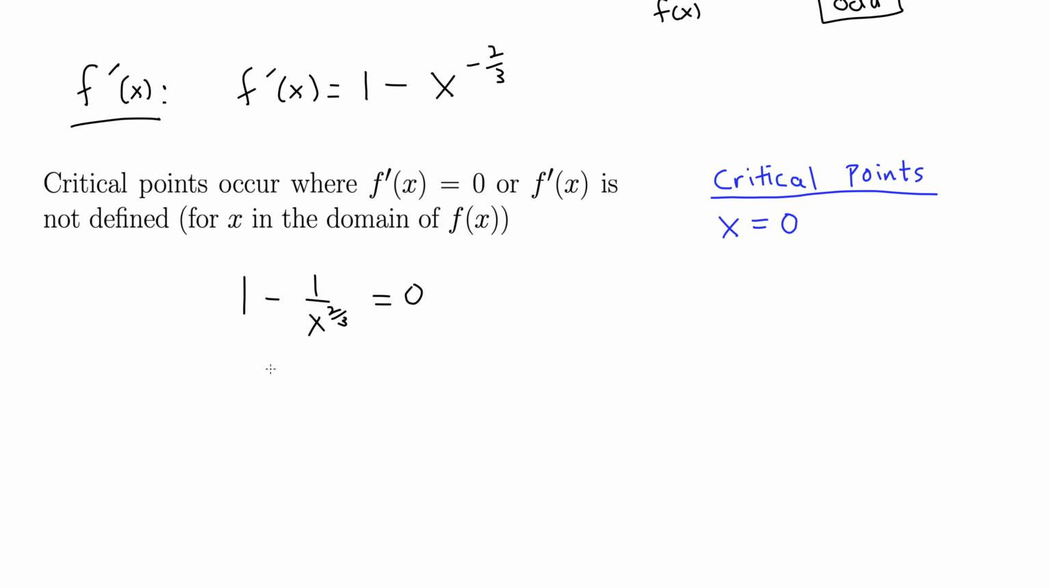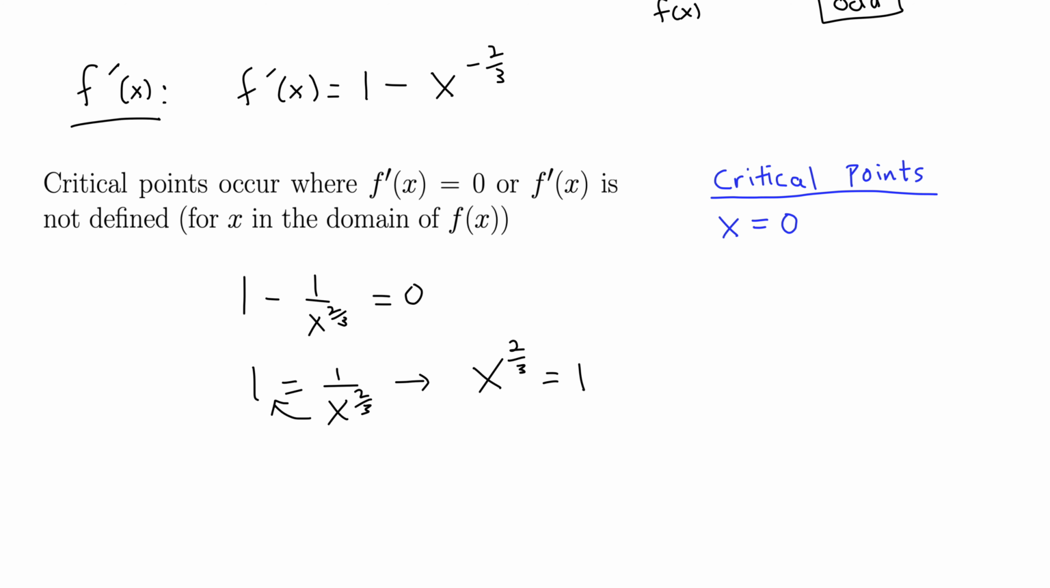Okay, back to solving for x. Now we can add 1 over x to the 2/3 to both sides. We get 1 equals 1 over x to the 2/3. Multiply up by x to the 2/3. That gives us x to the 2/3 equals 1.